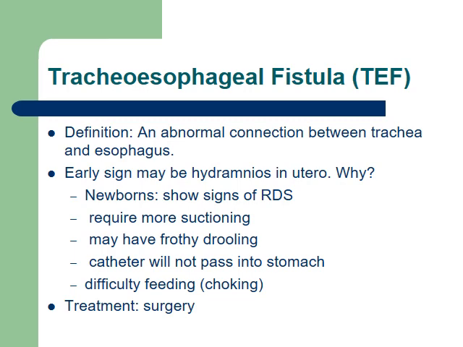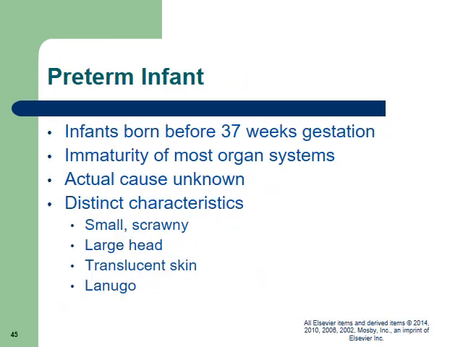Tracheoesophageal fistula, TEF, is an abnormal connection between the trachea and the esophagus. So what's going to happen there? You've got your breathing in your trachea and your esophagus, they're all mixed up. They're together. So they're going to have the signs of RDS. They require more suctioning. They can't swallow that down into their stomach because there's no opening there. They may have frothy drooling because all that stuff has got to go somewhere, so it'll come out the mouth. The catheter will not pass into the stomach, and they will have choking, difficulty feeding, and the only treatment for that is surgery. Needs to be surgically fixed.